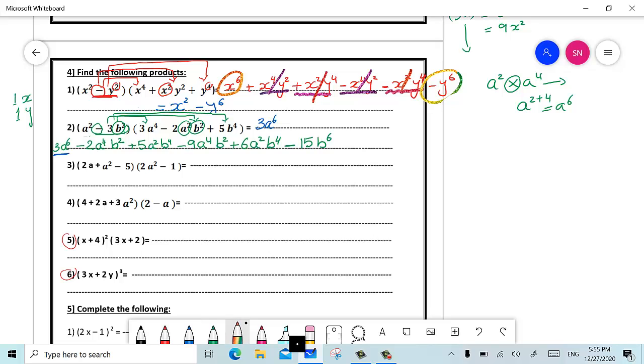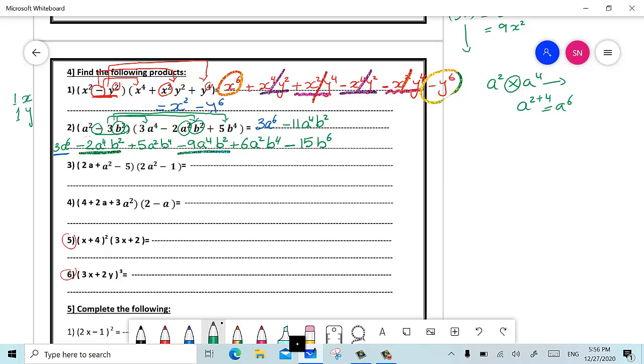And let's go now and see. I have here negative 2 a to the power of 4 b to the power of 2, and negative 9 a to the power of 4 b to the power of 2. So negative 2 plus negative 9 is equal to negative 11. And the variables, when I'm adding or subtracting, remain as they are.